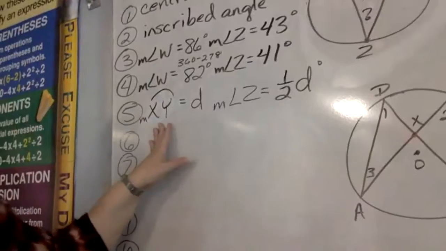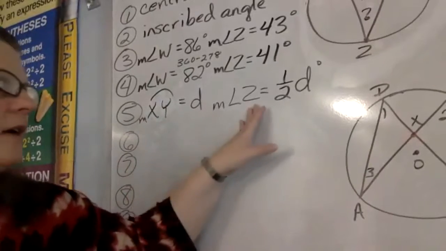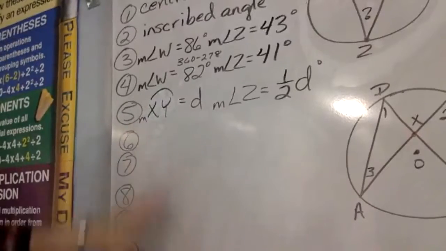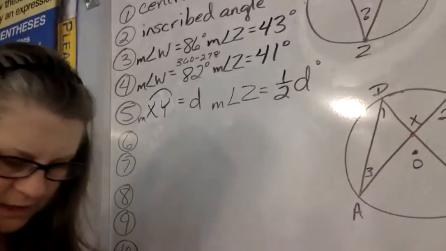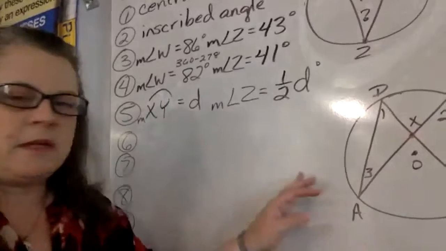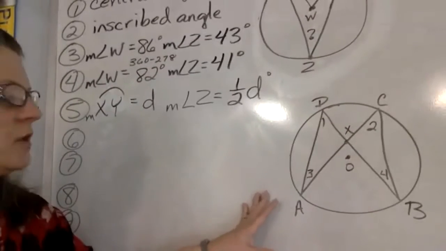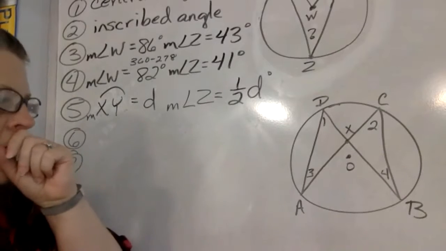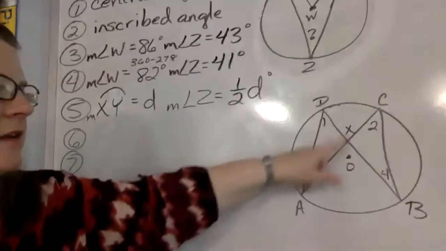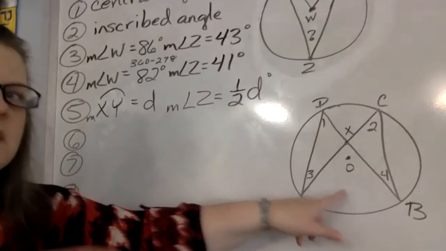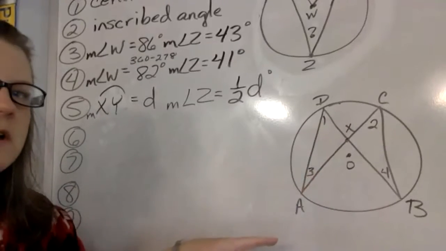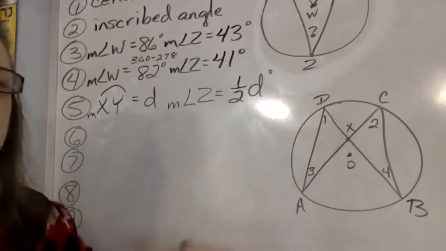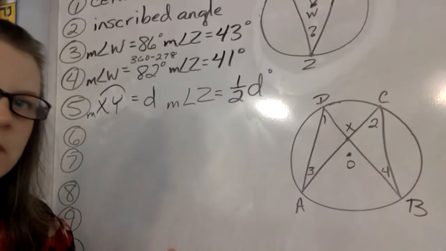So for measurement, arc XY is D, angle Z is half D. Okay. Now for the next ones, for 6 through 14, we're using this picture. For this picture, you have a bunch of chords. None of them are diameters because none of them pass through the center O. They're just chords. And so you have a bunch of inscribed angles, and they're numbered there.